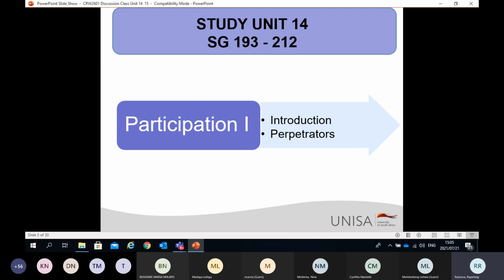So the outcomes in this study unit say, when you have finished this unit, you should be able to demonstrate your understanding of the principles relating to participation by, firstly, distinguishing between a perpetrator and an accomplice; expressing an informed opinion whether an accused can be held liable as a perpetrator, be it according to the general principles of criminal liability or by virtue of the operation of the doctrine of common purpose, which we'll cover shortly; and recognizing a joining-in situation and determining the liability of a joiner-in.